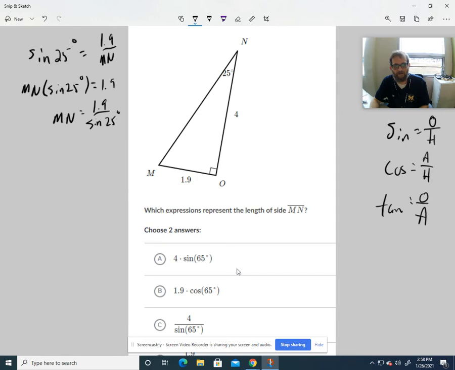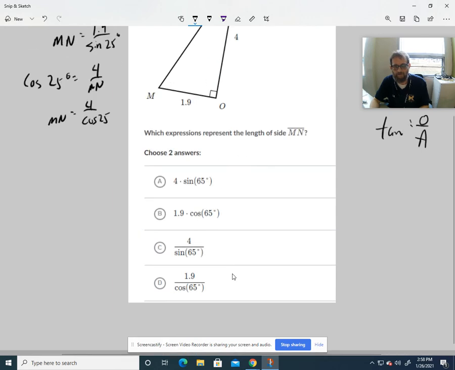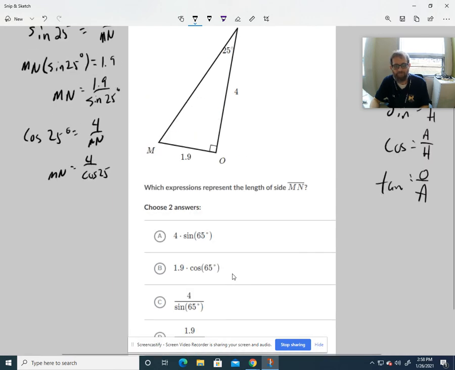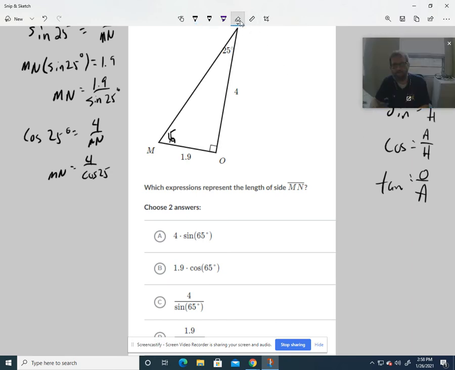We could have done the cosine of 25. That would have been 4 over MN. And again, in the same manner, you're multiplying by MN and then dividing. You would have gotten MN equals 4 divided by the cosine of 25. Well, I don't have that one either. Well, this angle has to be 65 because they have to. Well, that was horrible. Let's erase that and try again.